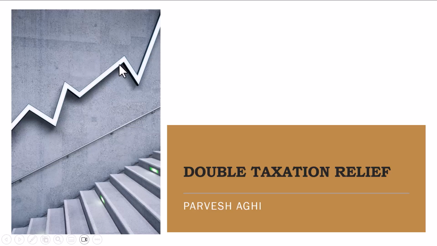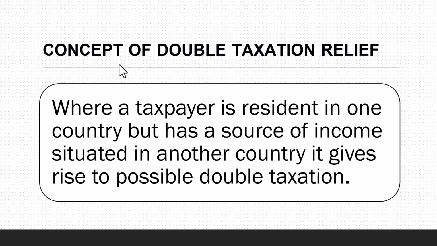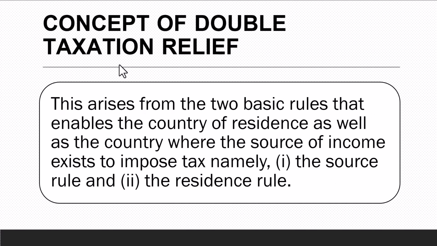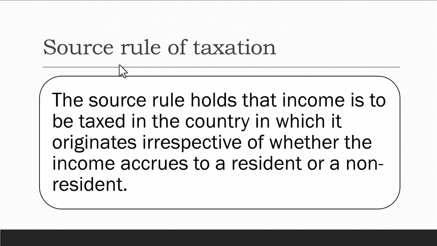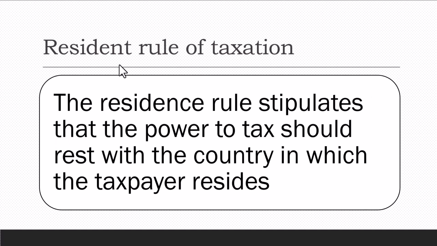So we are doing double taxation relief. This is the concept that a person can be taxed at two places: where you are getting your source of income and the country in which you have a residence. You are a resident of a country, so you can be taxed in two countries. It comes from the source rules of taxation as well as the resident rule of taxation.